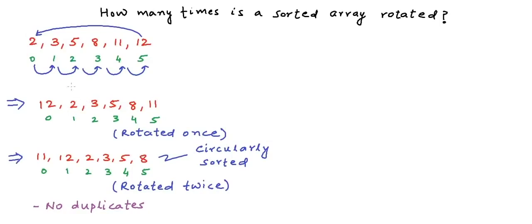The number of rotations of the array would be the number of elements before the smallest element, or the minimum element in the array. So in this case there is only one element before 2, which is the minimum. So clearly this array is rotated once. Here we have 2 elements before the minimum element, so this is rotated twice. In fact, the number of rotations is equal to the index of the minimum element.